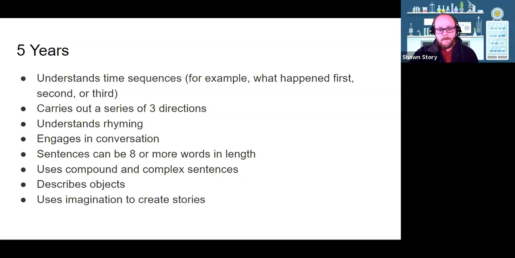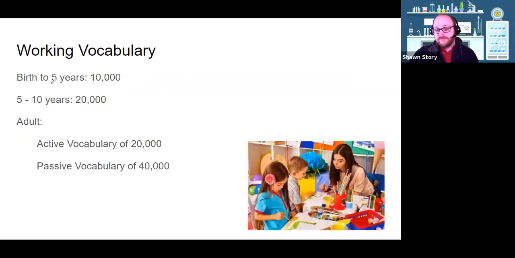So yeah, looking at vocabulary, from birth to 5, the baby develops a vocabulary of 10,000 words. Think about that for a minute, right? A general 5-year-old develops a vocabulary of 10,000 words. Now, it doesn't necessarily mean they can produce those 10,000 words. We have this thing called an active vocabulary and a passive vocabulary. A passive vocabulary is when we come across something and we're like, oh yeah, that's right, I know that word. I've heard that word before. I know what it is.